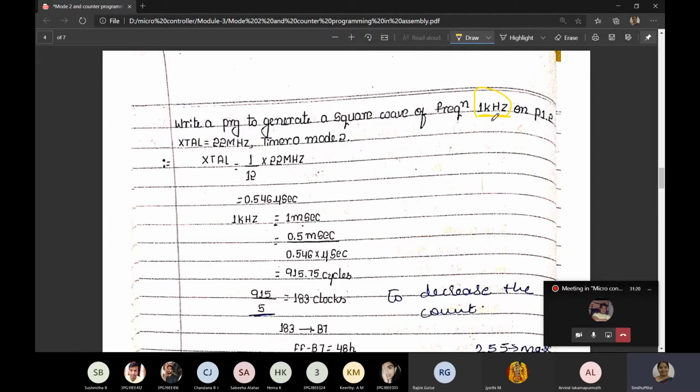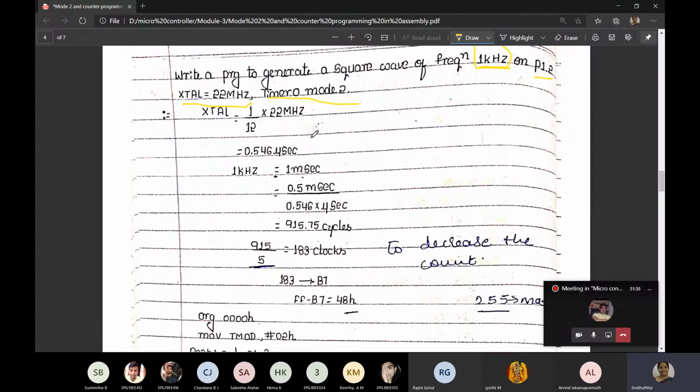Now they have given a frequency of 1 kilohertz. You have to generate it on P1.2, and the external frequency is 22 megahertz. It is timer 0 mode 2. So all this information you have to take. Since it is 22 megahertz, divided by 12, you'll get one number, and 1 kilohertz they have given. Convert it into time period. How much is it? 1 millisecond. Kilo becomes milli.